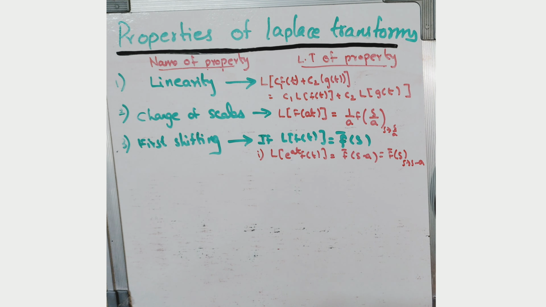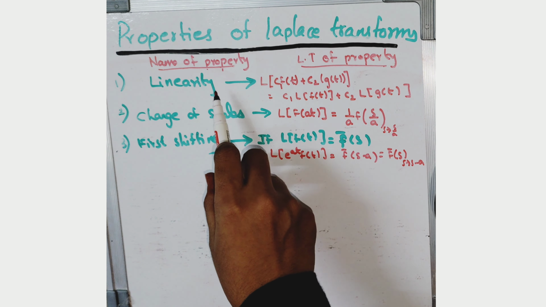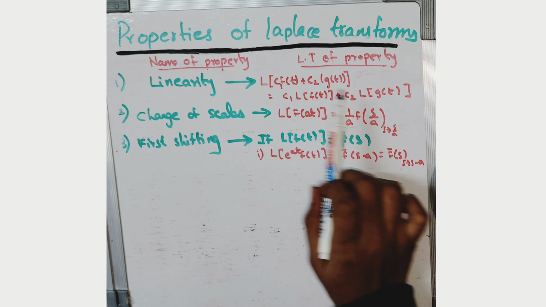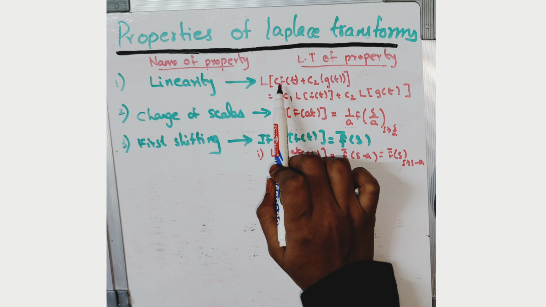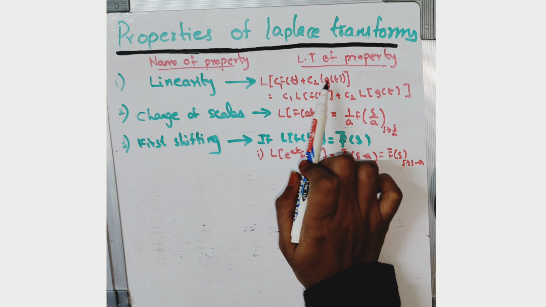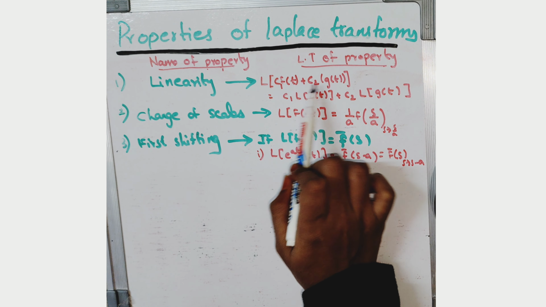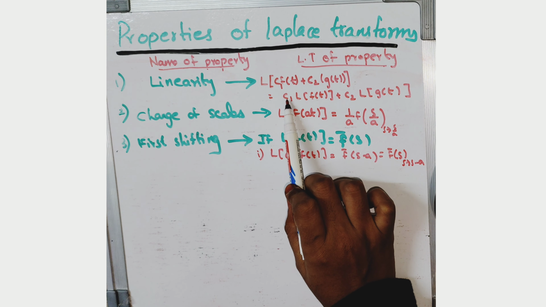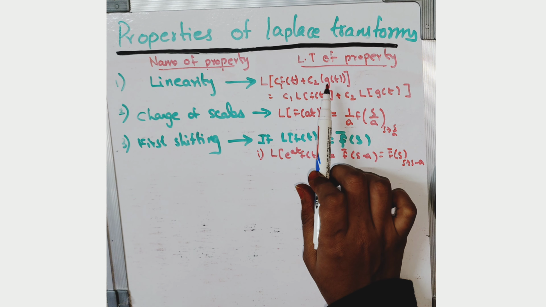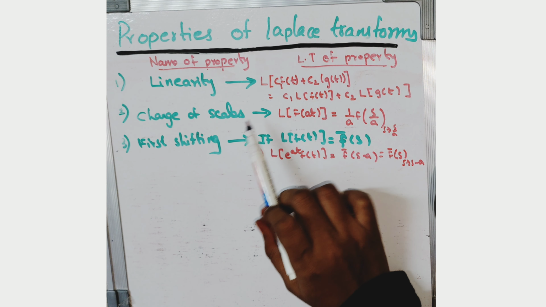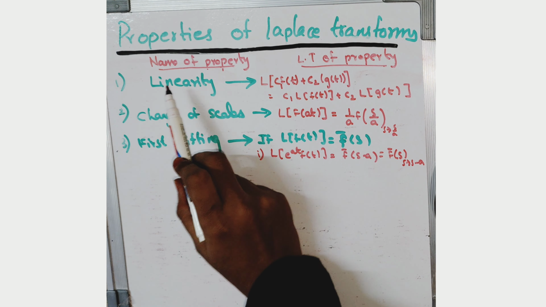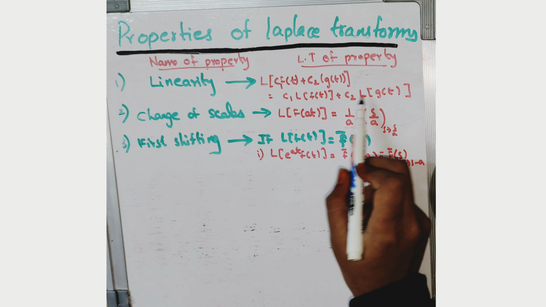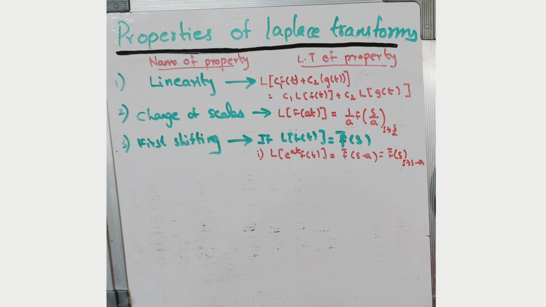Okay. So first, it is the linearity property. For this linearity property, we are applying the Laplace transform and finding it. So the linearity property is C1 f of t plus C2 g of t. And we are applying the Laplace transform for this, where C1, C2 are constants, and f of t and g of t are two different functions. So the Laplace transform of this linearity property will be C1 into Laplace transform of f of t plus C2 into Laplace transform of g of t.